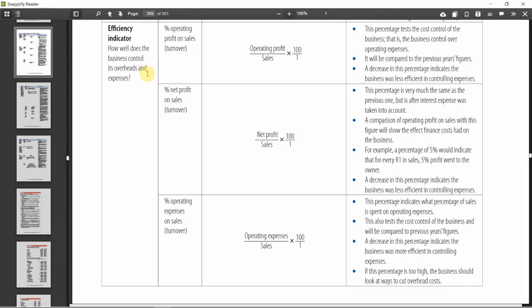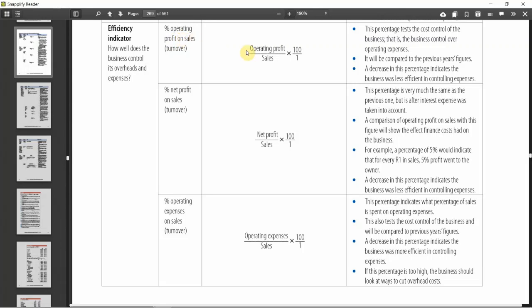The second of our 6 categories of ratios or indicators is the so-called efficiency indicator. That is all about how well the business controls its costs, its overheads, in other words, its overheads and expenses. We have 3 variations. We have the percentage operating profit on sales, the percentage net profit on sales, and the percentage operating expenses on sales.